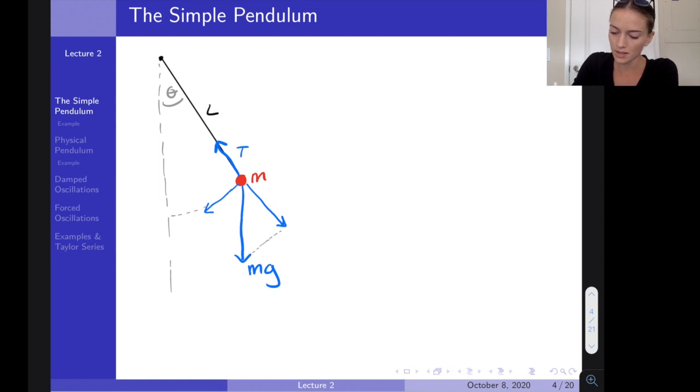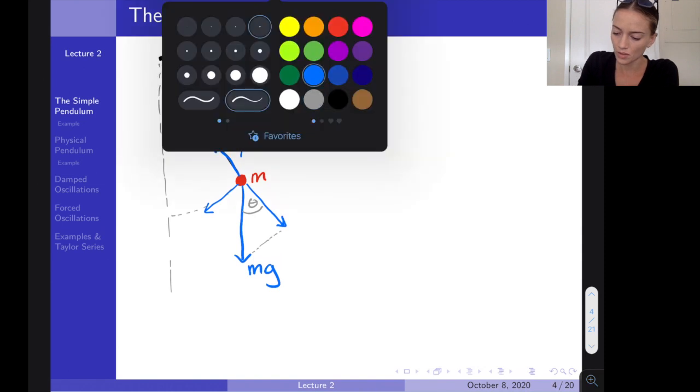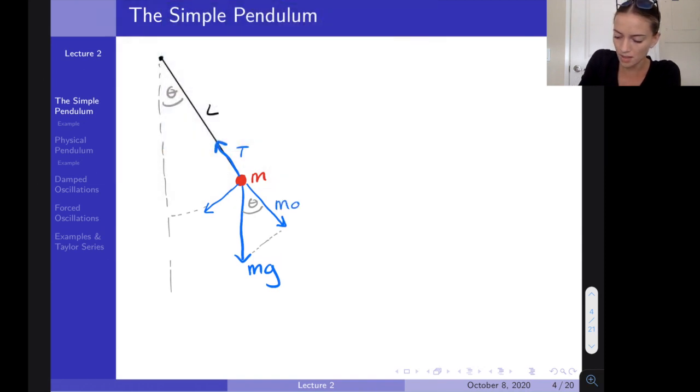Now, since this line and this line are parallel, and this is all one line, that means that this angle here is also theta. So this side right here is mg cosine theta. And then this tangential side here, tangential to the motion, is going to be mg sine theta. So this is mg sine theta there.